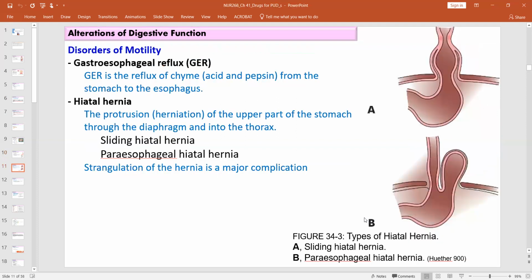So gastroesophageal reflux is the reflux of the chyme, which is the acid and pepsin from the stomach, into the esophagus. And then we have the hiatal hernia, which is the protrusion or herniation of the upper part of the stomach through the diaphragm into the thorax.